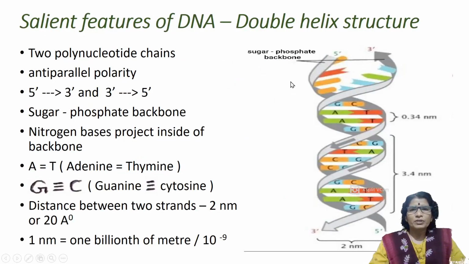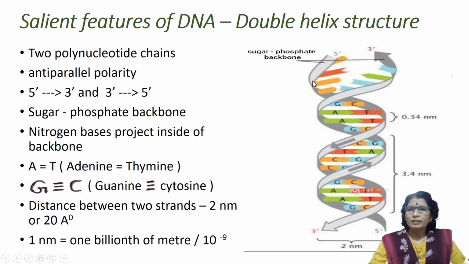Salient features of DNA, double helix structure. I gave more information about DNA earlier, but once again we will simply discuss the salient features of DNA. In DNA, two strands are present. These are the two strands. It is made up of two polynucleotide chains, and these chains are arranged in anti-parallel polarity.